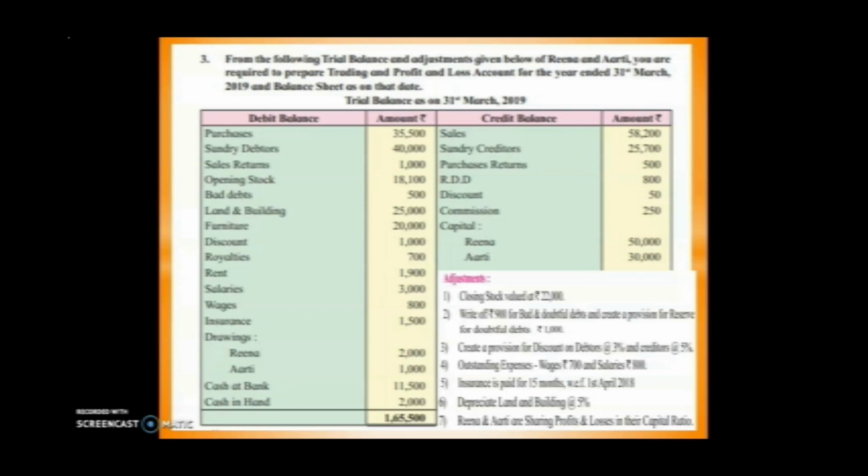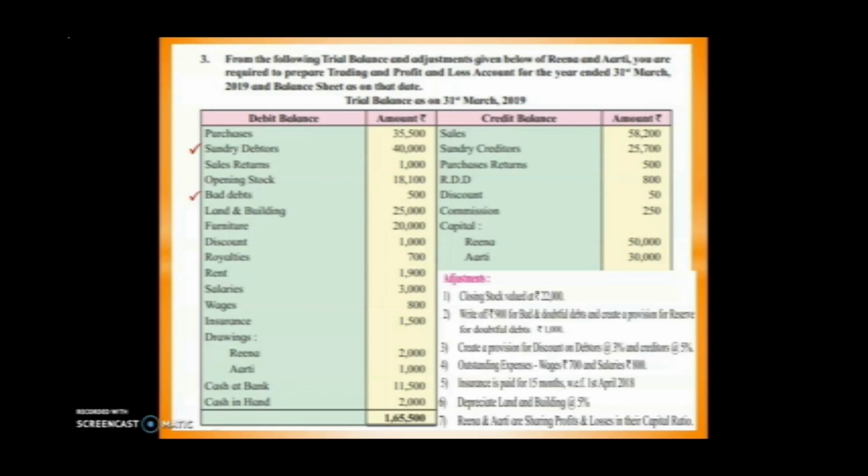The second adjustment, write off rupees 900 for bad and doubtful debts. This will have an effect on sundry debtors. So we put a tick mark on sundry debtors. And it also will affect bad debts. So we put a tick mark on bad debt.